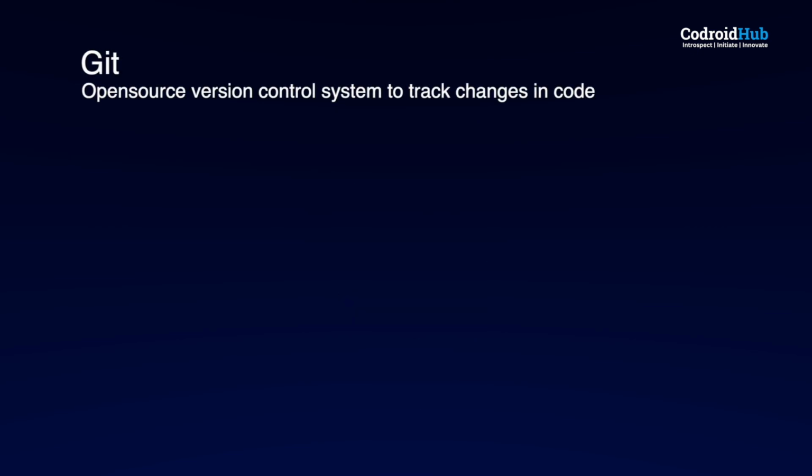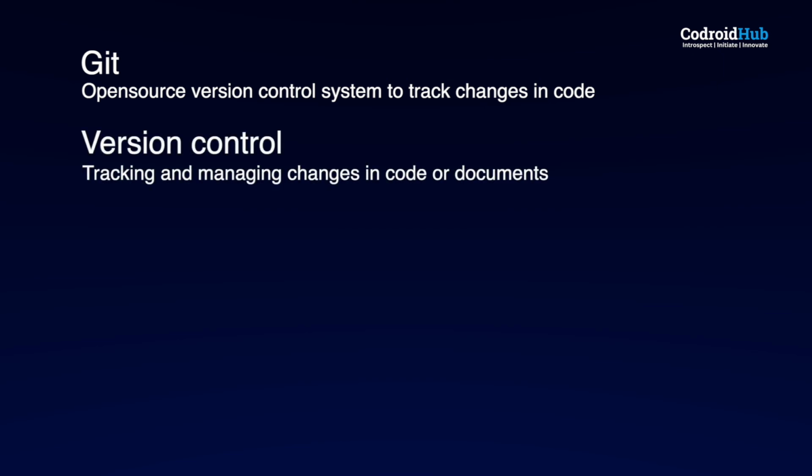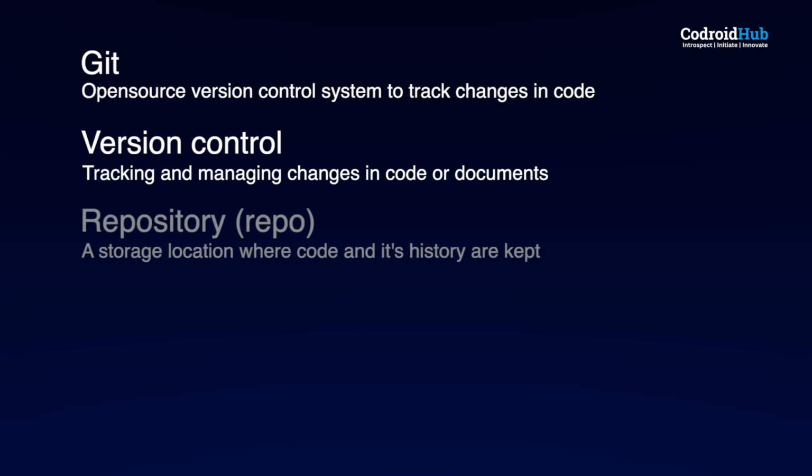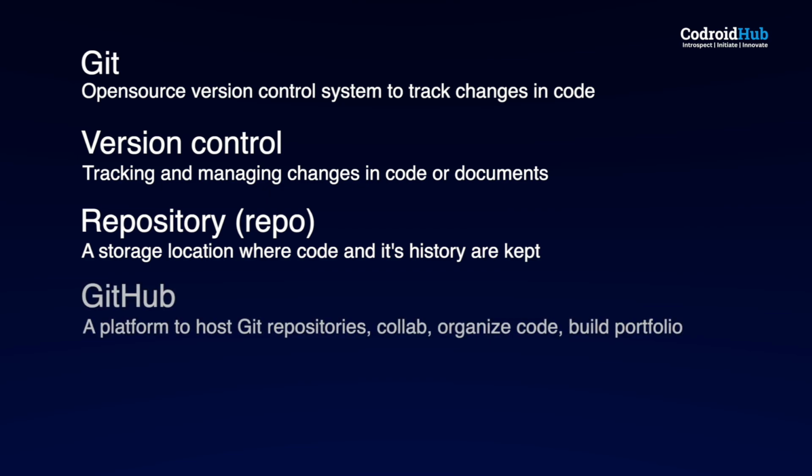Git is the most popular version control system. A version control system tracks and records the changes in our code or documents over time in a storage location called a repository. A repository is also known as repo in short. GitHub is a widely used platform to host repositories.